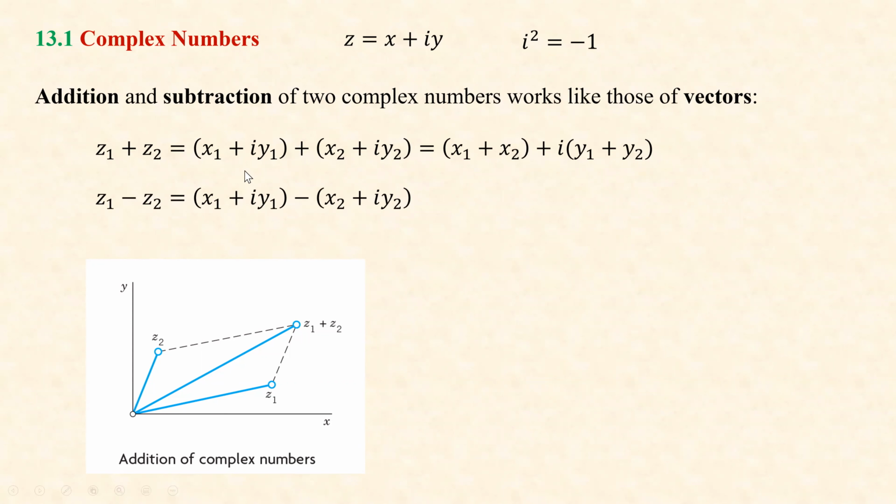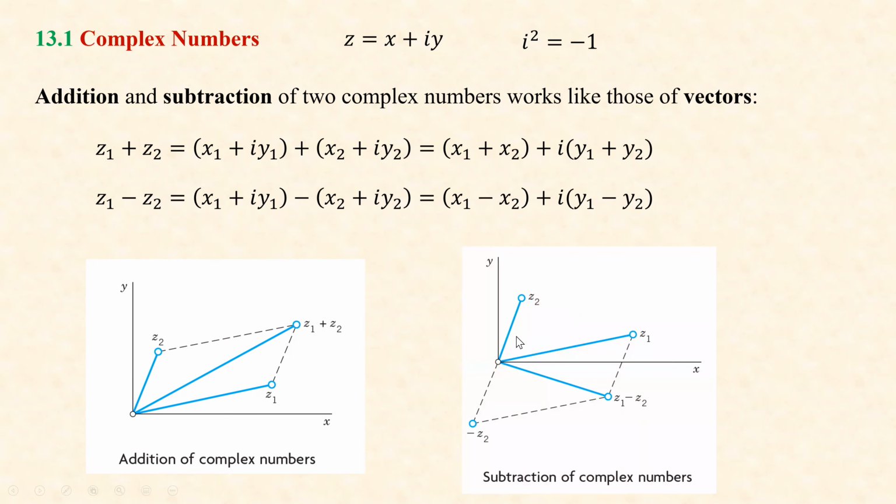And even if you subtract two complex numbers, it is the same as subtraction of two vectors, because you get x1 minus x2 and then y1 minus y2 as the imaginary part. And this is the way z1 minus z2 works. So you can add negative z2 to z1. So it comes like this. This is z2, this is negative z2. It's like z1 plus negative z2 becomes this z1 minus z2.